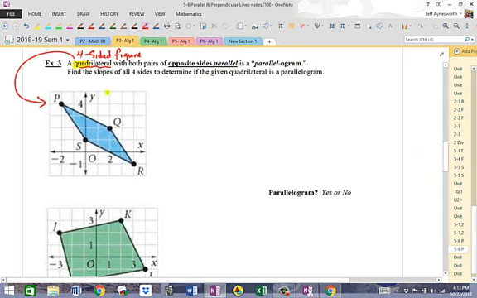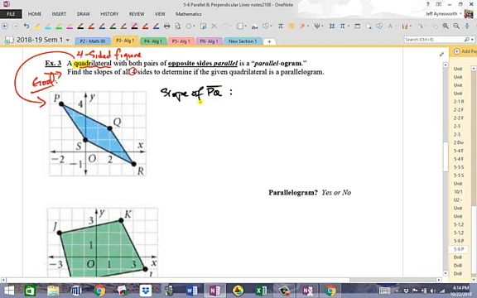To do that, you have to find the slopes of all four sides. This is your goal. You have to find the slopes of all four sides and compare them to see if it is actually a parallelogram. Okay, so let's do that. Let's find the slope of PQ. To name a side of a figure in geometry, use the endpoints, and you put a little segment on top because it's a segment, not a line.